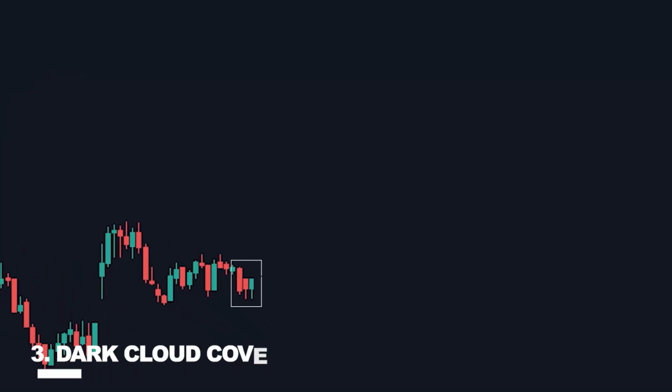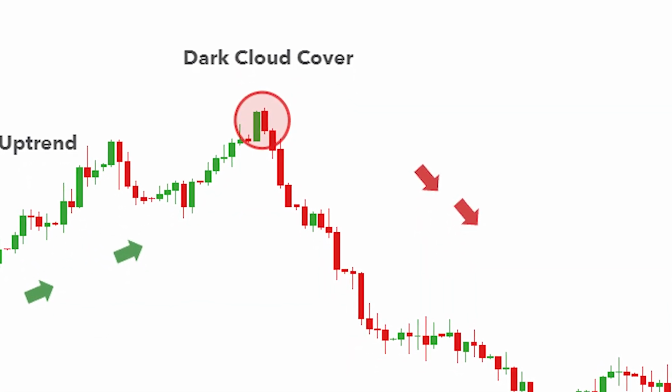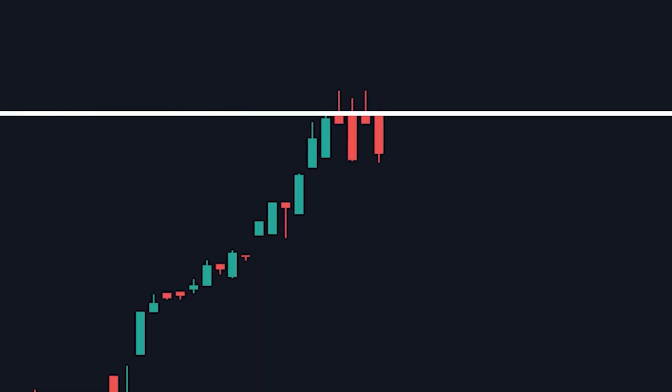Number 3. Dark Cloud Cover. The dark cloud cover pattern signals a bearish reversal. It comprises a red candle opening above the previous green body and closing below its midpoint, indicating the bears taking control.